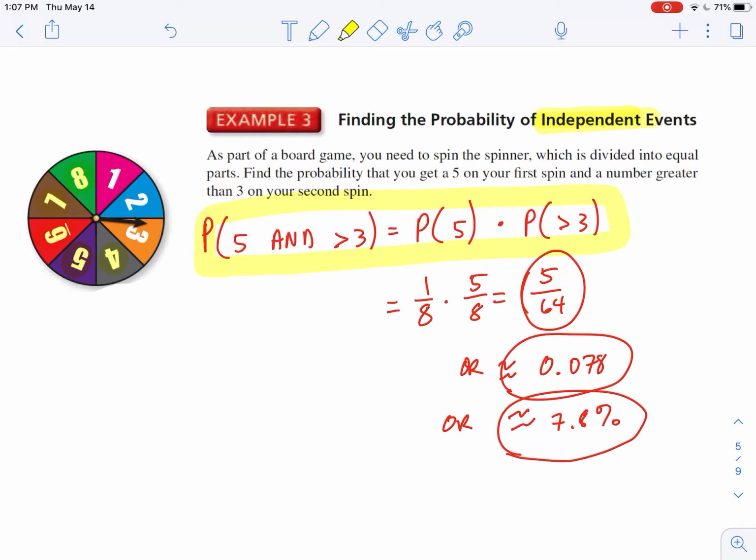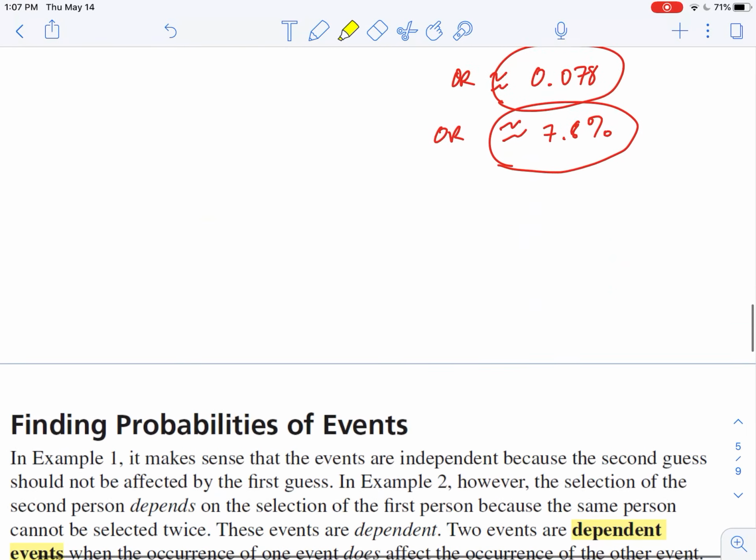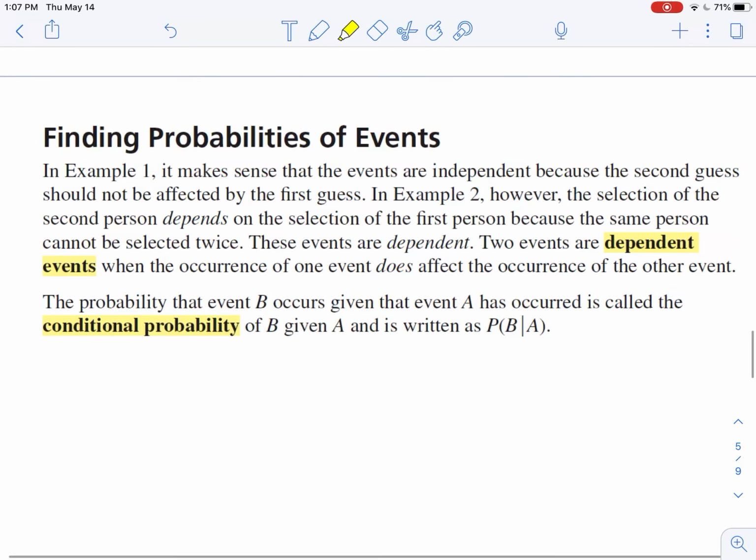Okay. Let's take a look at how we find the probability of dependent events. 2 events are dependent when one of the occurrences impacts or does affect the occurrence of the other event. And so the probability that event B occurs, given that event A has occurred, is called a conditional probability. So you have to have your condition being met in order to find that probability. And this notation of the probability of B given A, you need to make sure you can read and understand when you see that in problems.